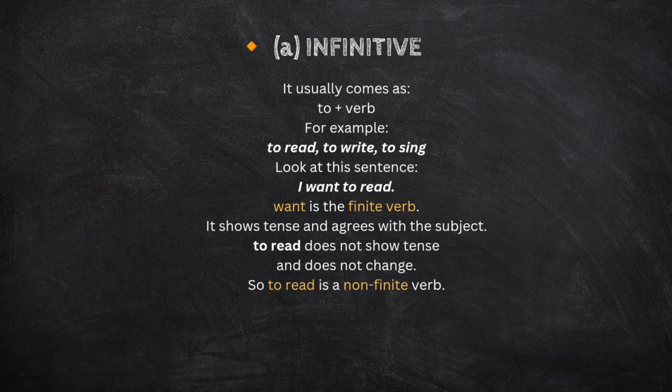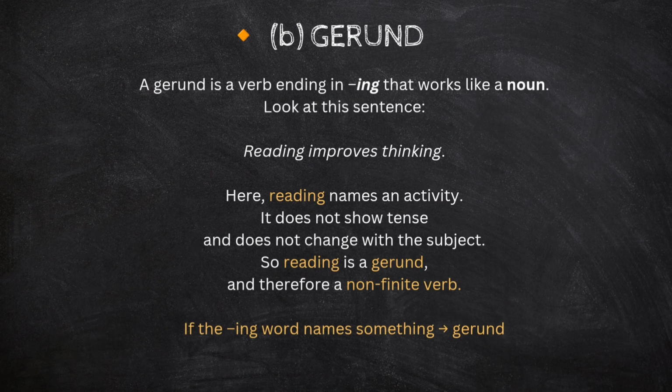Look at this sentence. I want to read. Want is the finite verb. It shows tense and agrees with the subject. To read does not show tense and does not change. So to read is a non-finite verb. The second form is the gerund. A gerund is a verb ending in ing that works like a noun.